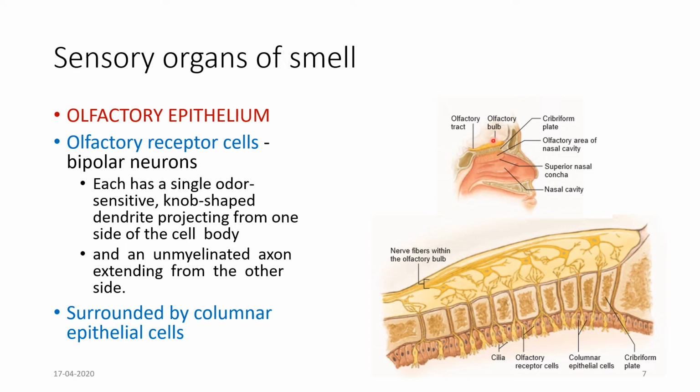So this is the same cut section of the nasal cavity you are seeing. This is the roof of that nasal cavity, where you can see the olfactory epithelium and the olfactory nerves passing through the cribriform plate of ethmoid.